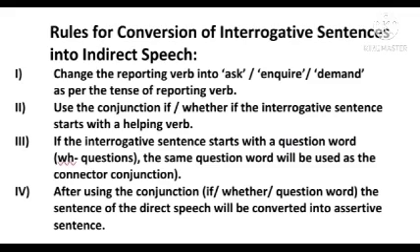So, if that kind of sentence is there, then we'll use the conjunction if or whether. But if the interrogative sentence starts with a question word, that is WH words like why, when, what, the same question word will be used as the connector, that is conjunction. After using the conjunction if, whether or the question word, the sentence of direct speech will be converted into assertive sentence. Take care, children. It won't remain a question anymore. It will be converted now into assertive.